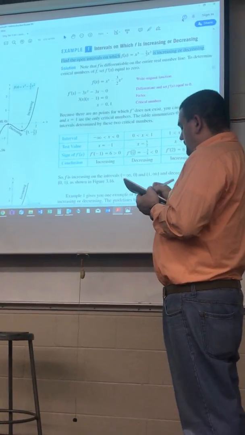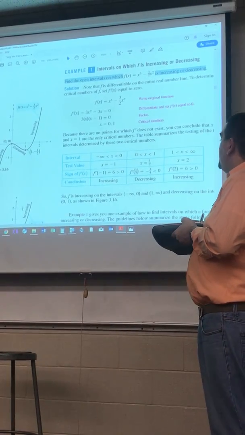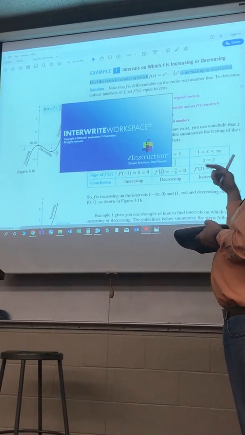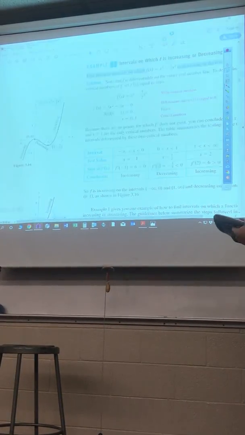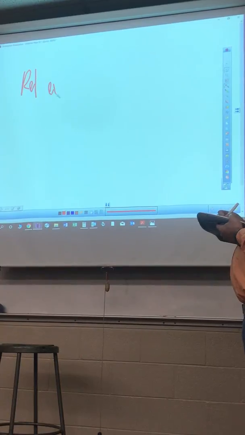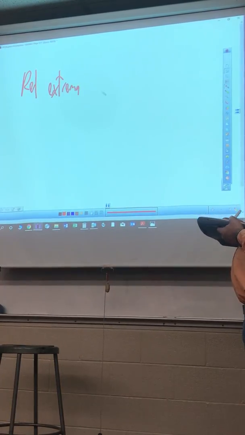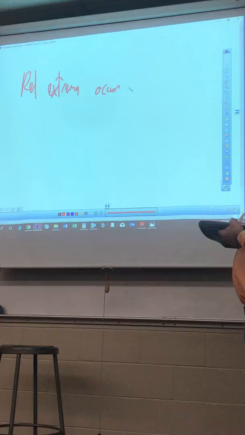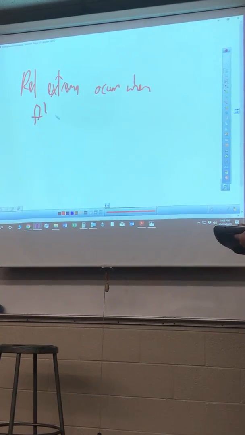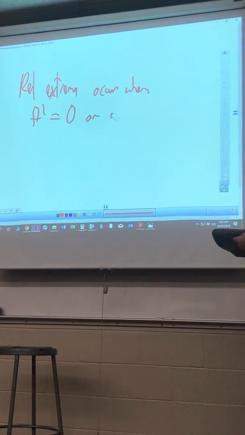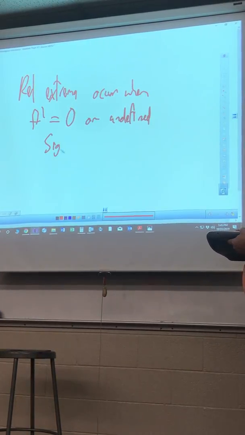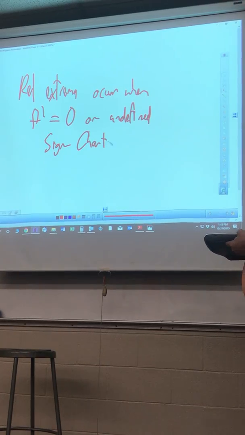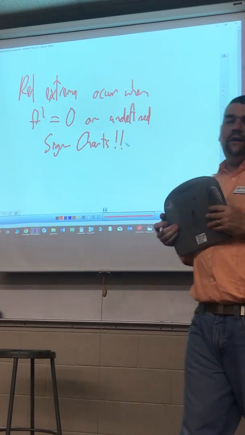So what we're going to do is the following. What is it? x cubed minus 3/2 x squared. I guess I should turn this on first. And then let's take a look here, okay? All right. Relative extrema occur when f prime equals 0 or undefined. And you need to do what are called sign charts. And you do have experience doing sign charts from pre-calc.